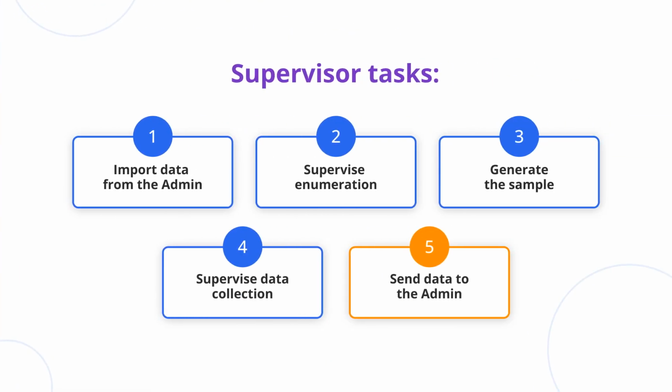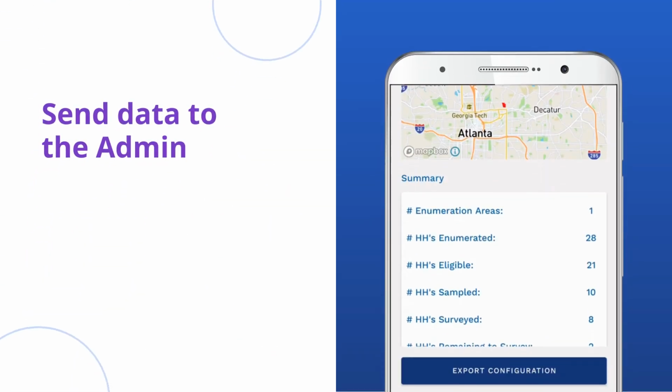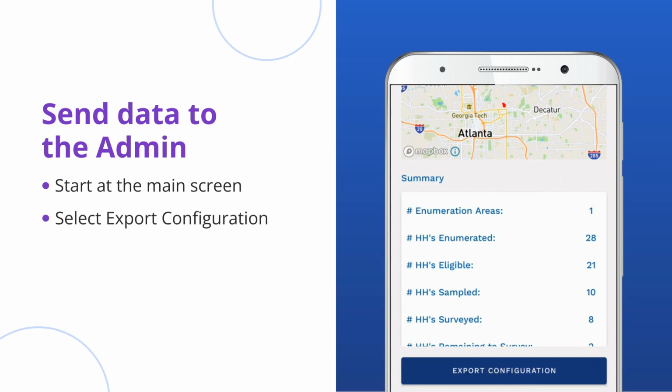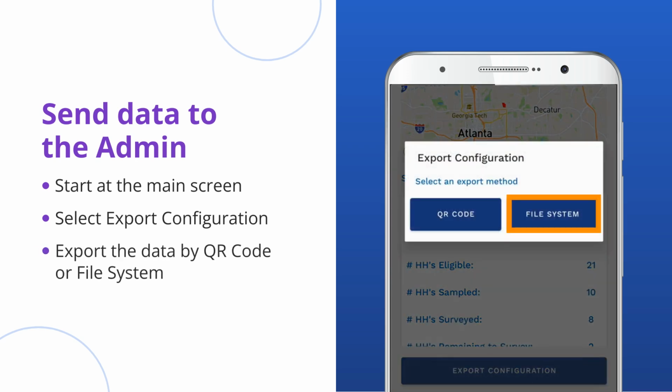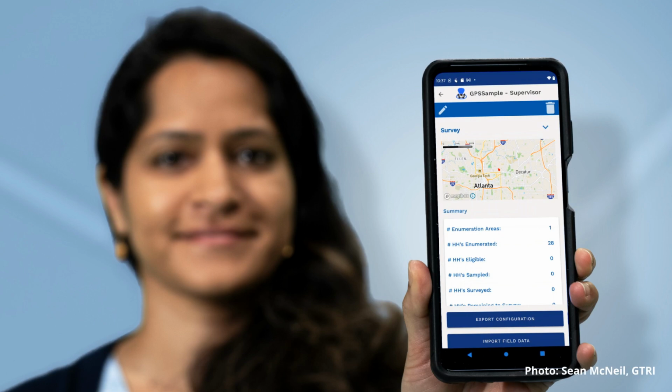At the end of each day, send the data to the admin. To do this, start at the main screen and select Export Configuration. Here, select the file system method. You can now supervise teams to enumerate and perform household surveys using GPSSample.